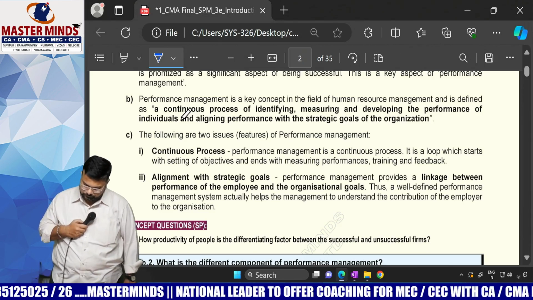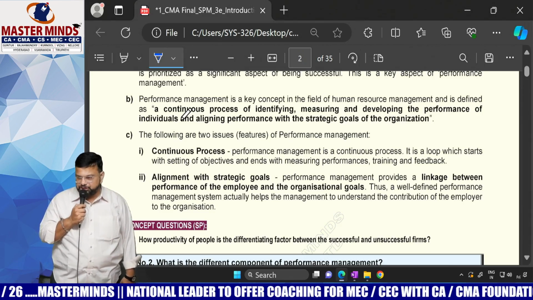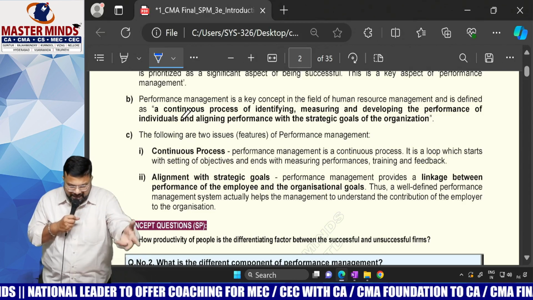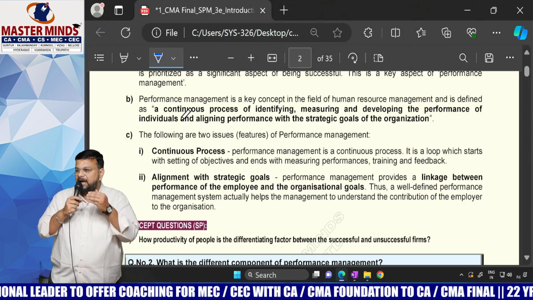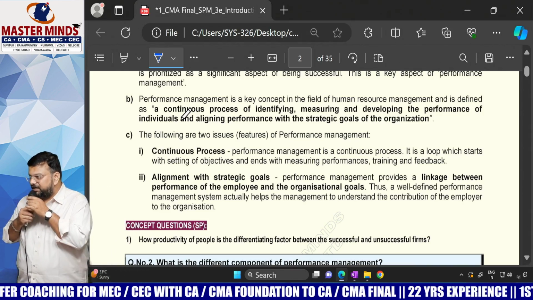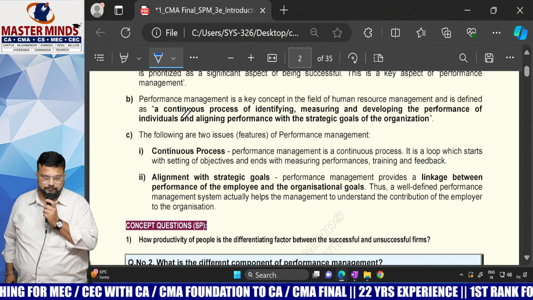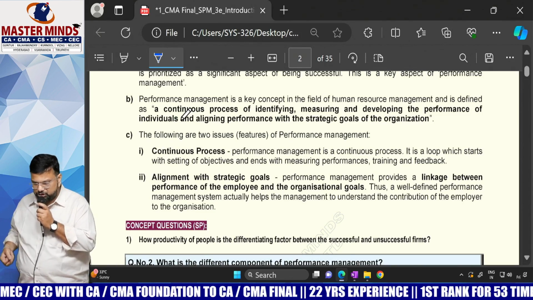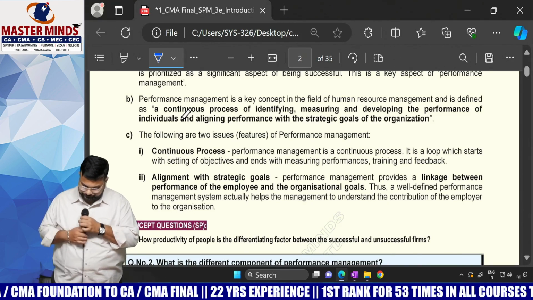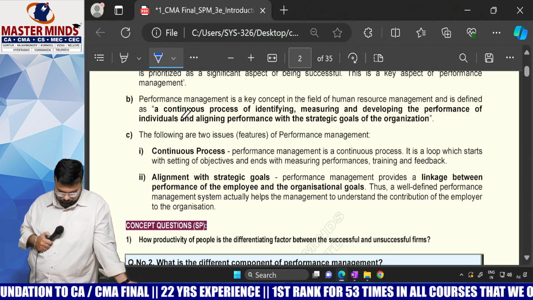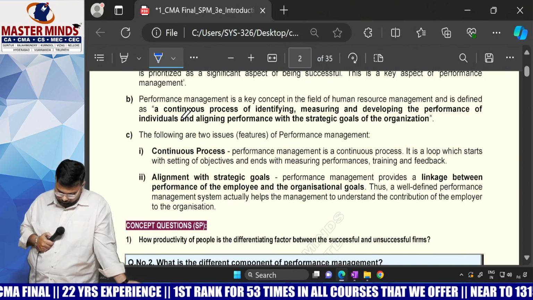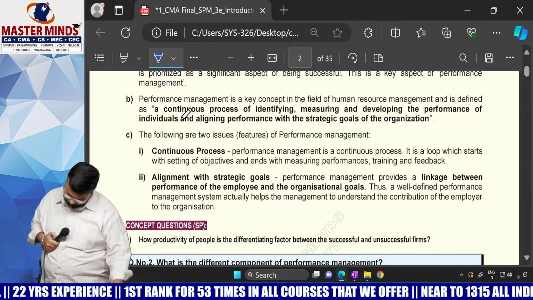Next, Nana. Alignment with strategic goals. That means performance management should be in line with the organization's goals. That means the company should control the performance of employees in such a way that it is able to achieve its objectives. Next, Nana. Performance management provides a linkage between performance of the employee and the organizational goals. Thus, a well-defined performance management system actually helps the management to understand the contribution of the employee to the organization.